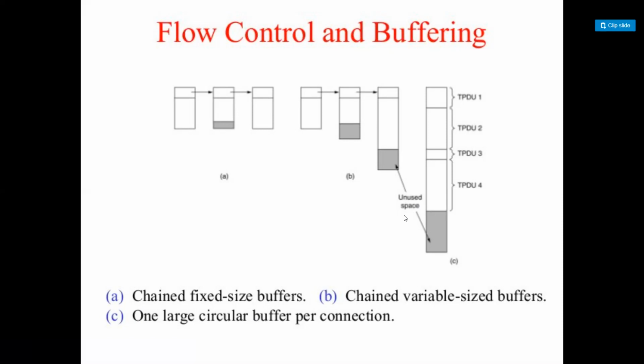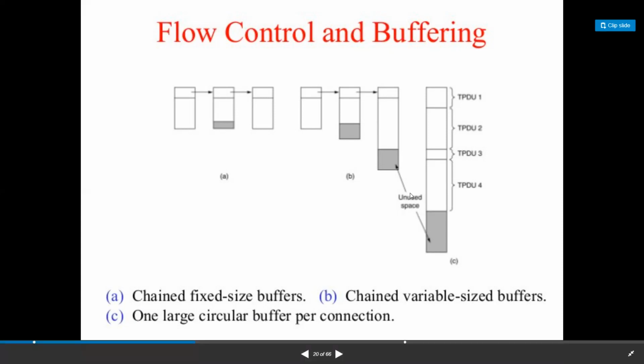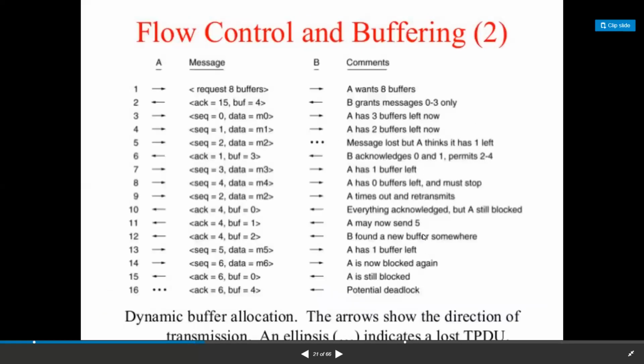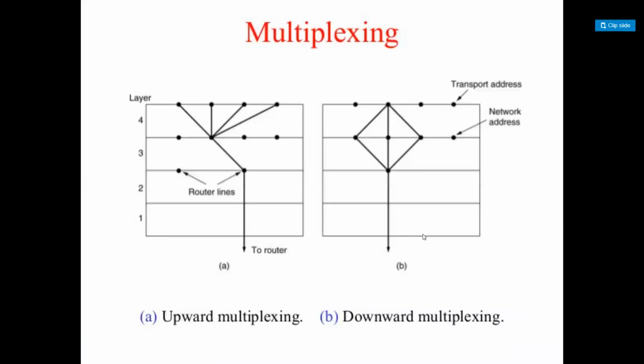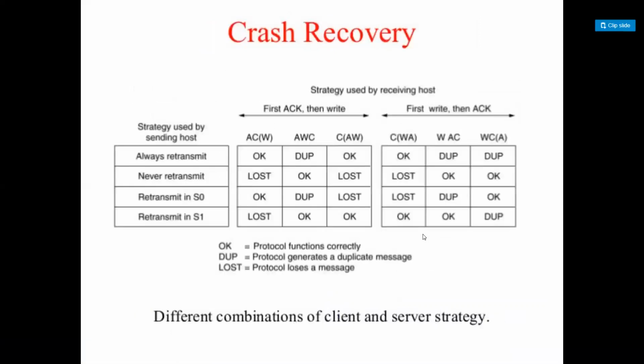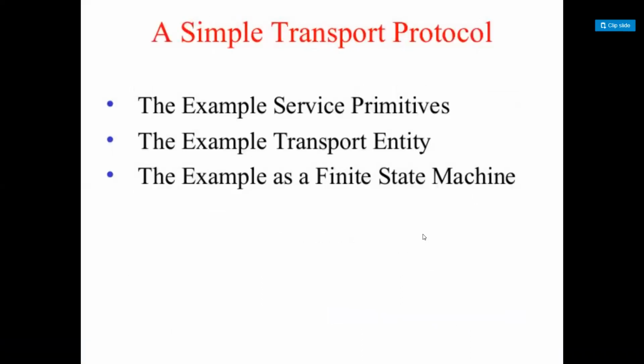In this, we are having some flow control. Some unused space will be there in the buffer. See, these are the different flow control and buffering schemes. This is called dynamic buffer allocation. This is not required for you. Coming to multiplexing, this is also not required.